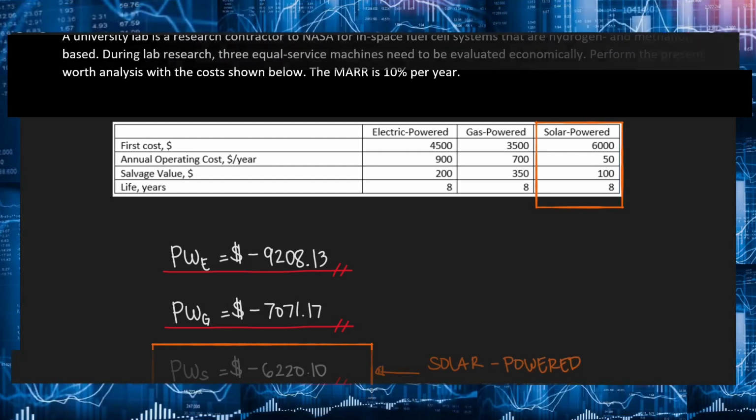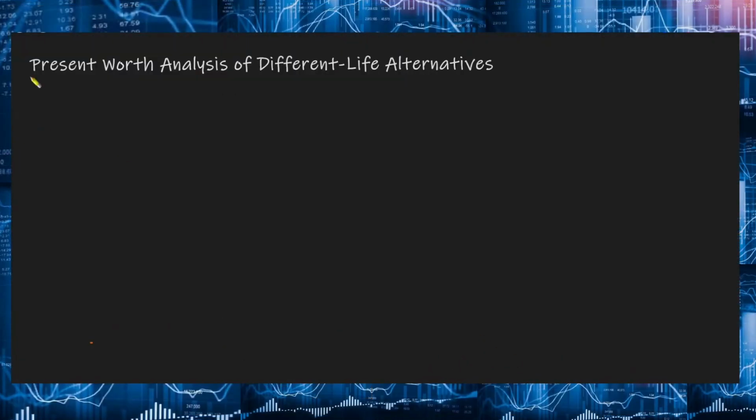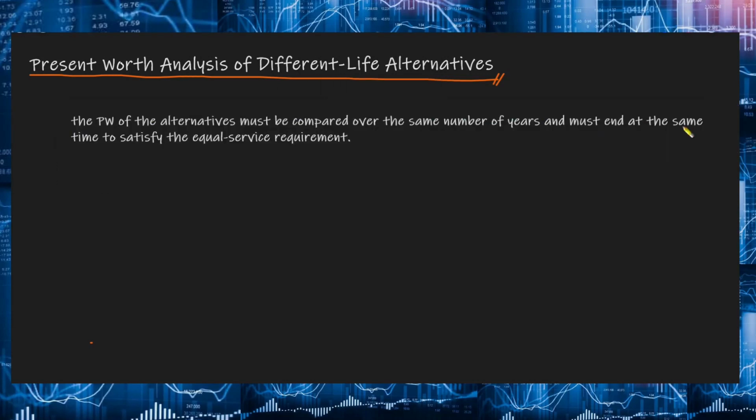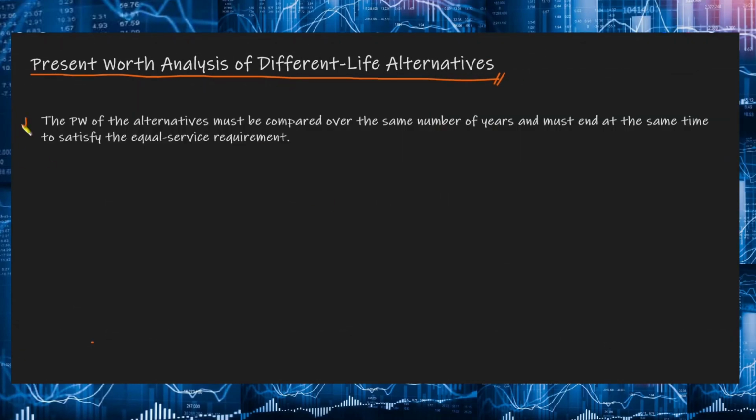Okay, next we are going to discuss naman the present worth analysis for different life alternatives. So unlike doon sa previous example natin na similar lahat yung lives ng mga alternatives natin, dito naman iba-iba. Okay? So when the present worth method is used to compare mutually exclusive alternatives that have different lives, the equal service requirement must be met. So yung procedure na ginamit natin in our previous section, yun pa rin yung gagamitin natin dito, with one simple exception. That is, the present worth of the alternatives must be compared over the same number of years. Okay? And then they must all end at the same time to satisfy the equal service requirement.